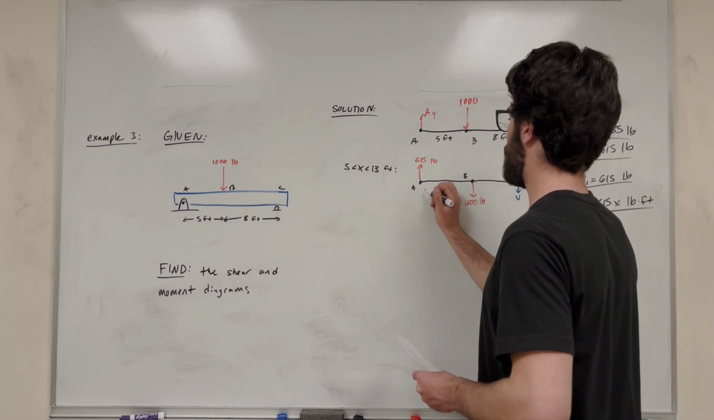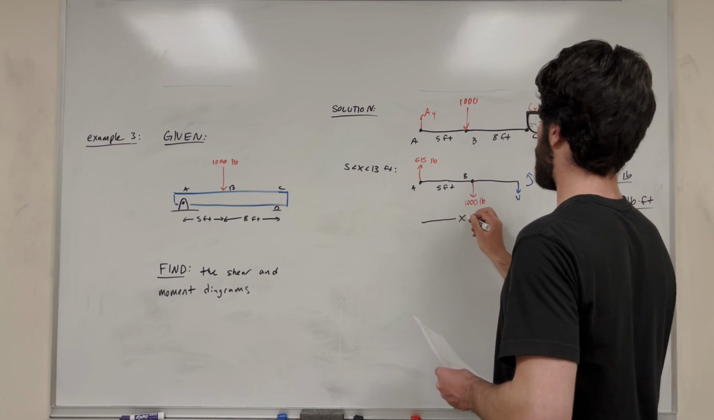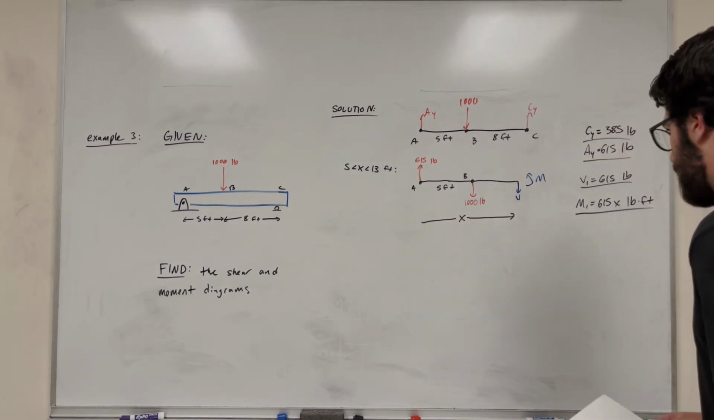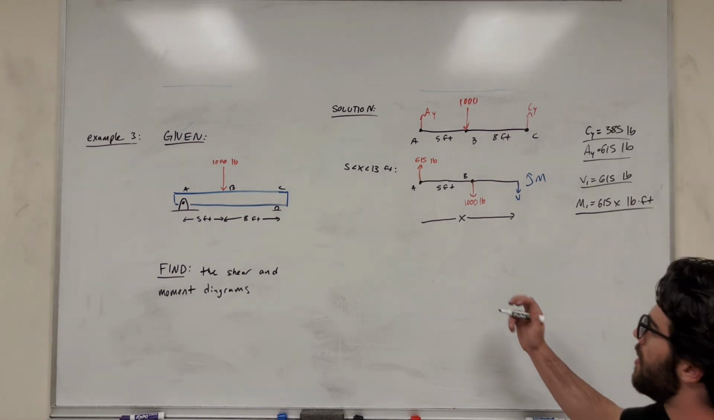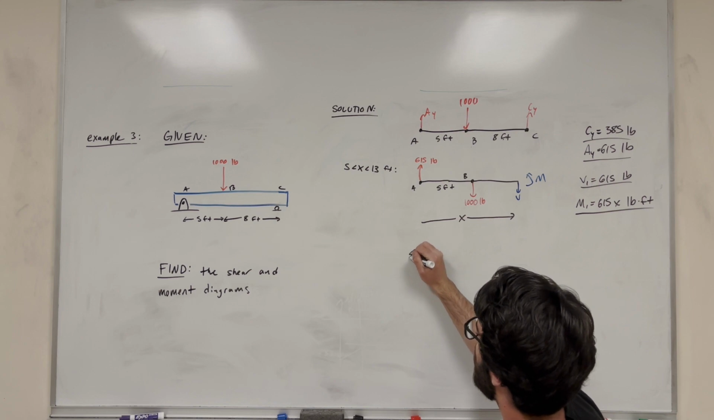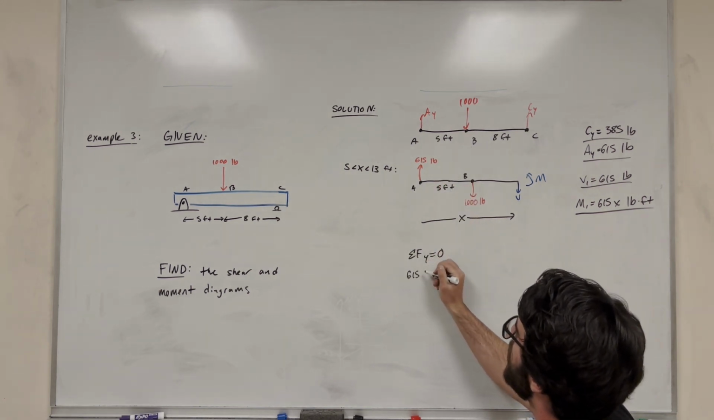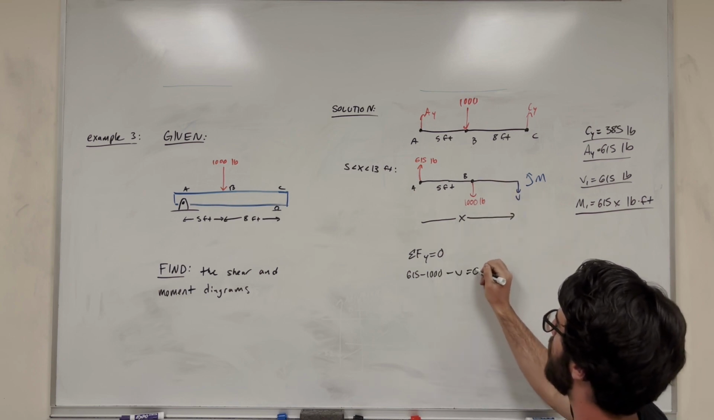So this is a distance of 5 feet here, and then the total distance is going to be x, how far we've gone to that point. So let's go ahead and write the equations for this. Start with the sum of the forces in Y, set it equal to 0. So we have 615 minus 1,000, and then minus V is equal to 0.